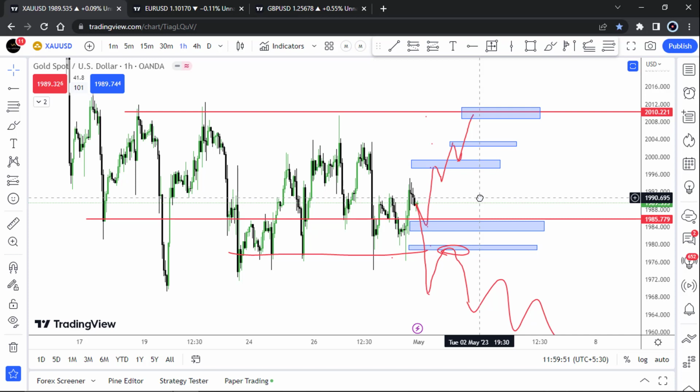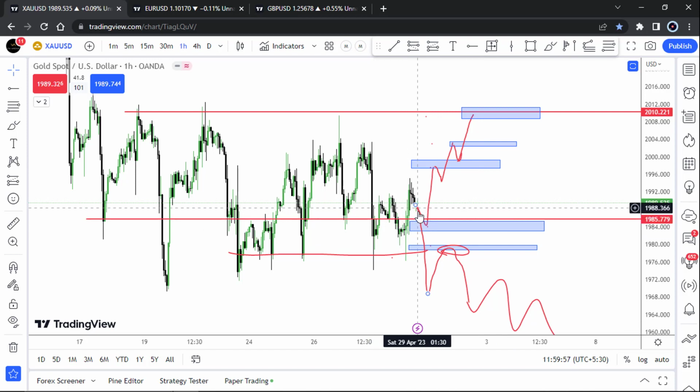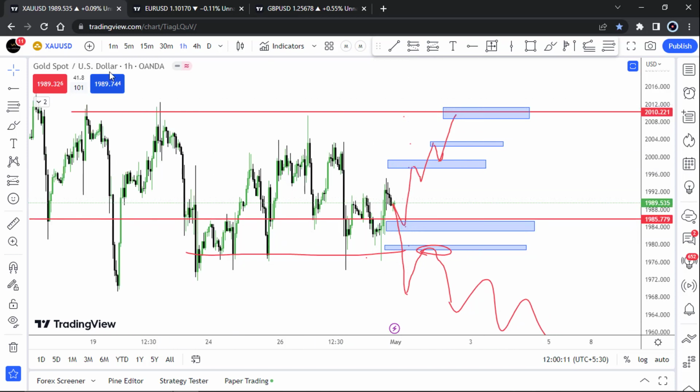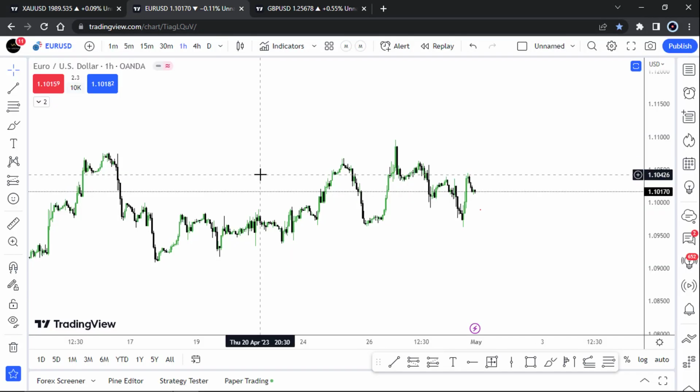However, in the next up wave, I'm about 80% expecting that a market up wave will start. So that's what I can see in the gold market. And let's move on to the EUR/USD chart over here.